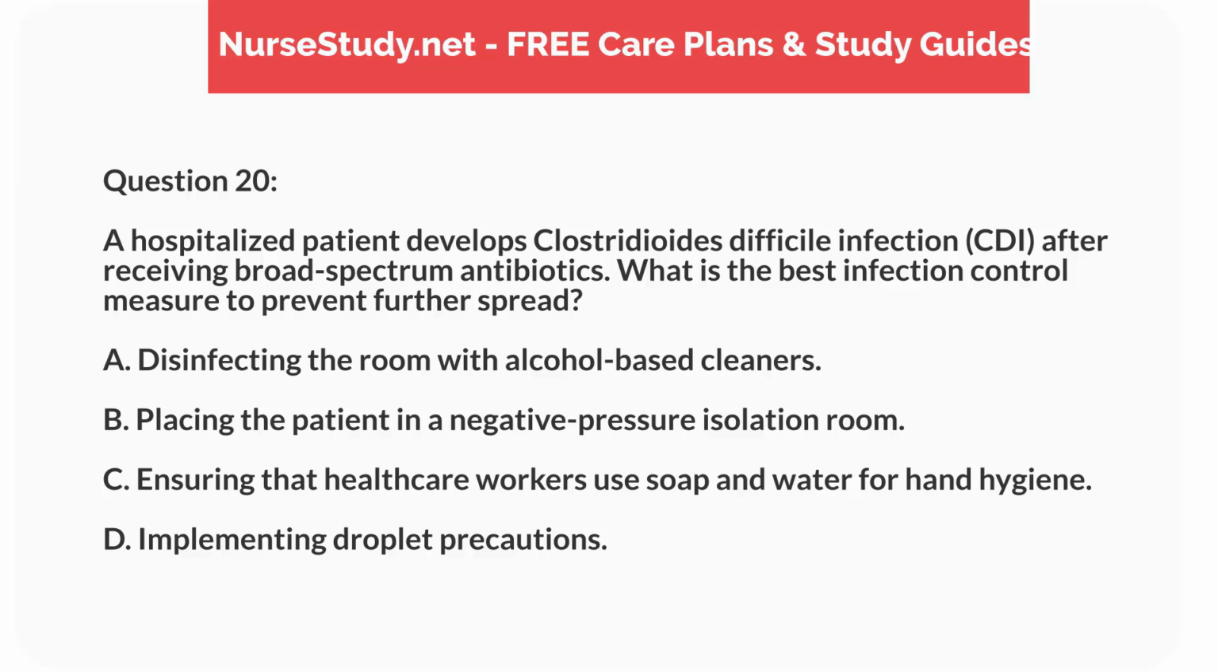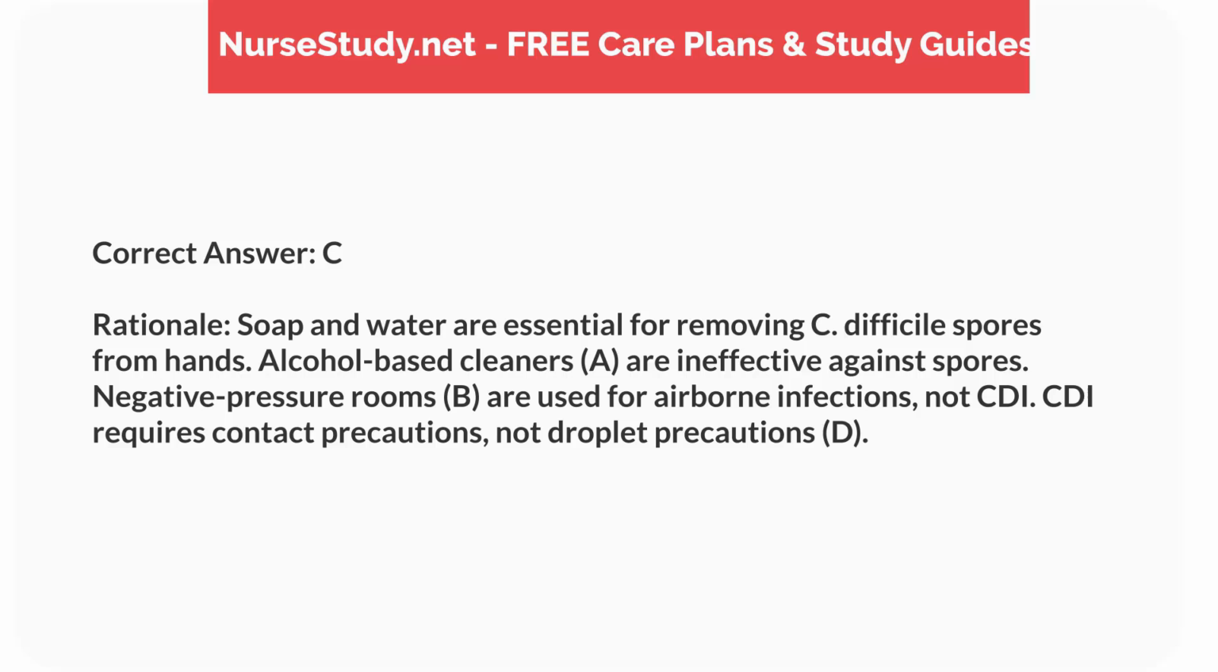Question 20. A hospitalized patient develops Clostridioides difficile infection, CDI, after receiving broad-spectrum antibiotics. What is the best infection control measure to prevent further spread? A. Disinfecting the room with alcohol-based cleaners. B. Placing the patient in a negative pressure isolation room. C. Ensuring that healthcare workers use soap and water for hand hygiene. D. Implementing droplet precautions. Correct answer, C.